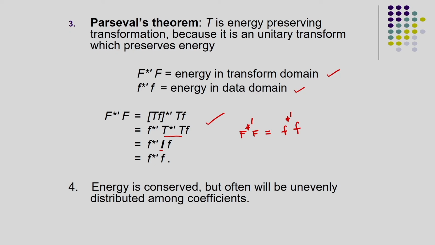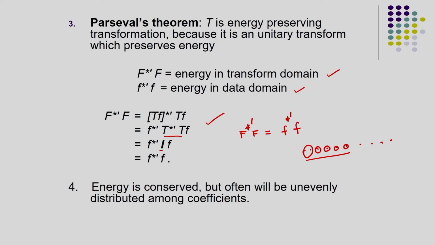So energy is preserved. The energy is conserved, but one thing is that most of the energy is unevenly distributed among the coefficients. What is the meaning of this? Suppose after the transformation I am getting some coefficients. These are my coefficients, but most of the energy is available in a few coefficients. So the energy is available like this, and for the rest of the coefficients the energy is very negligible. That means energy is conserved but unevenly distributed among the coefficients. Most of the energy is available in these coefficients only, and for the remaining coefficients the energy is negligible.